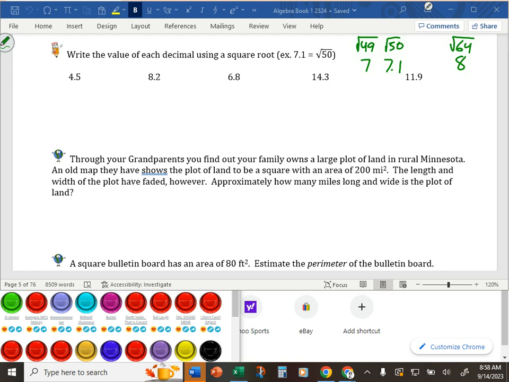Okay. So let's do 14.3. And again, working backwards here, 14.3 is between 14 and 15. How would you write 14 as a square root? What is the square root equivalent of 14? Say it, Chance. Root 196. What is the square root equivalent of 15? 225.